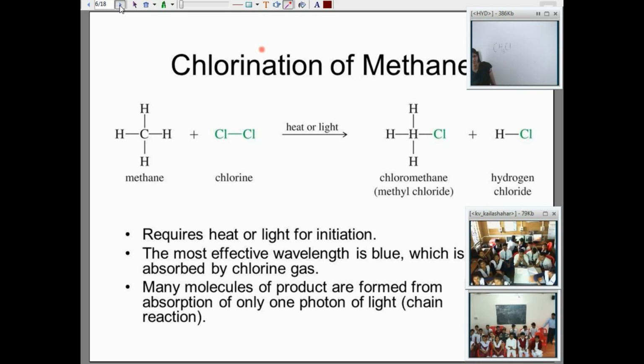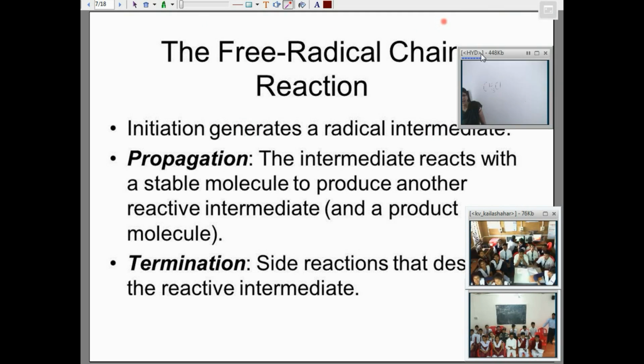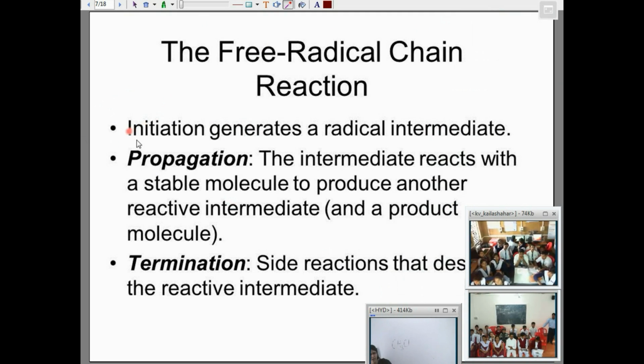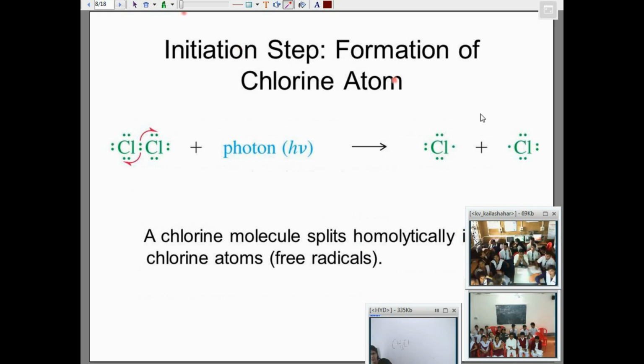Let us see how it happens. Fine. The free radical chain reaction, you can see. Initiation generates a radical intermediate. Radical is again the free radical. Simply, free radicals can be called radicals also. Propagation: the intermediate reacts with a stable molecule to produce another intermediate and also product. Termination: the reactions stop.